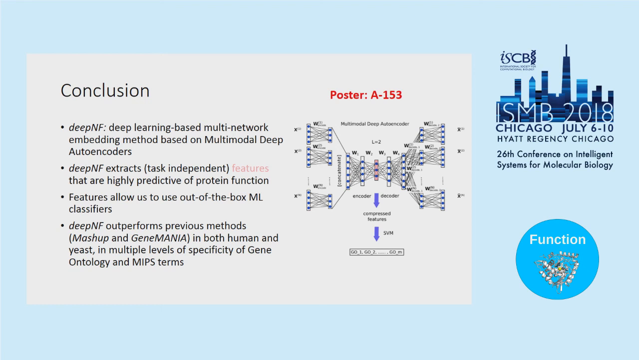So to conclude, we propose a method based on multimodal deep autoencoders that can handle multiple different types of networks and create features that are task independent, in the sense that in the whole process of feature learning, we didn't use any of the functional labels. So the features that we create in this way are in some way universal. They can be used for other problems, or integrated with other sets of features, let's say structural data and so on. The features are also general in a way that you can use any out-of-the-box machine learning classifier to, let's say, predict function.